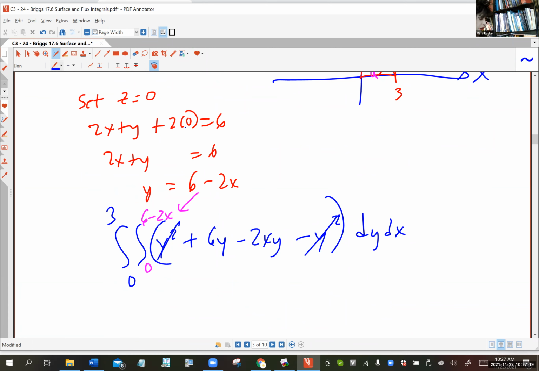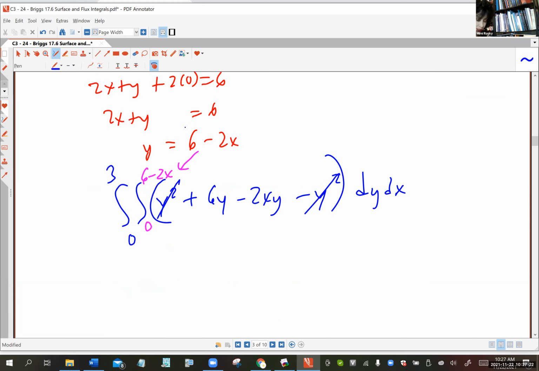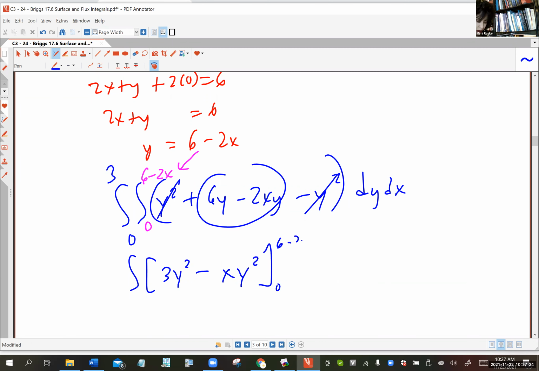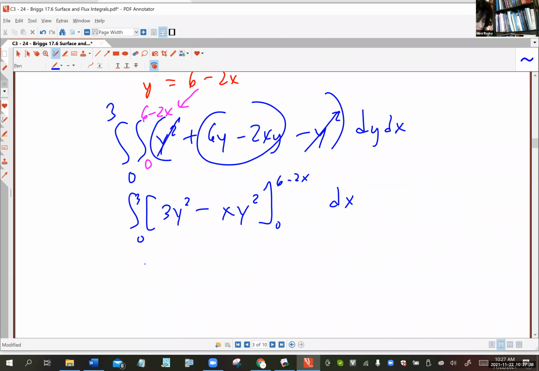And if you get this far, you're almost there, right? Now it's really easy to integrate the 6y minus 2xy with respect to y. And I get 3y squared minus xy squared. And you're going to evaluate between those limits. And this is always fun. Wow, that was terrible.